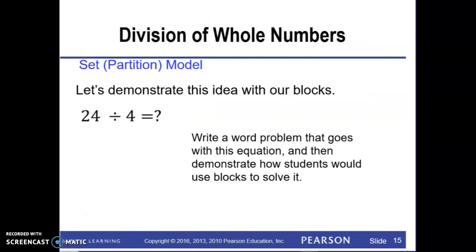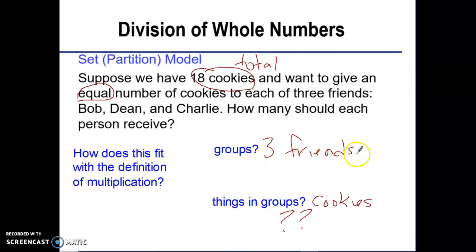Okay, now I want you to try one using 24 divided by 4. So think about what we looked at in the last one. The 24, the number that's given in our division problem, is the total. And look at what we knew here. We knew how many groups. We wanted to know how many things in each group.